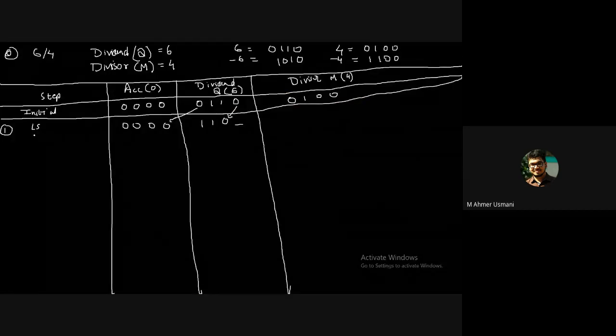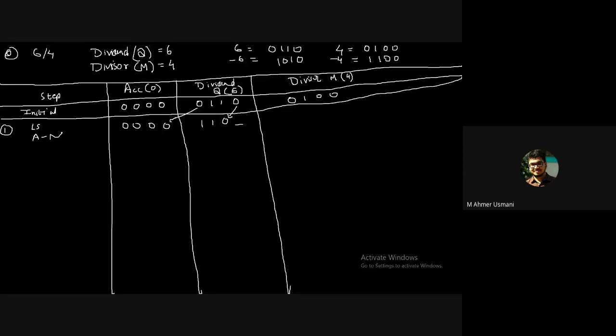Yes, sir. So we perform A minus M, okay? Which is equal to what? It is equal to A plus of minus M. Yes, sir. So can we add minus M to it? What is minus M? It is 1100, right? Yes, sir. So add 1100 to this number. So what is this? We get 0, we get 0, we get 1, we get 1.